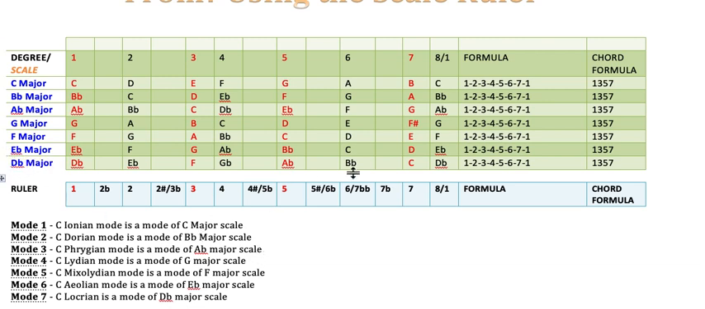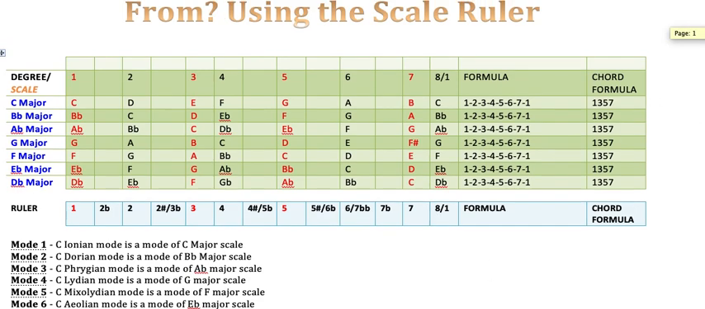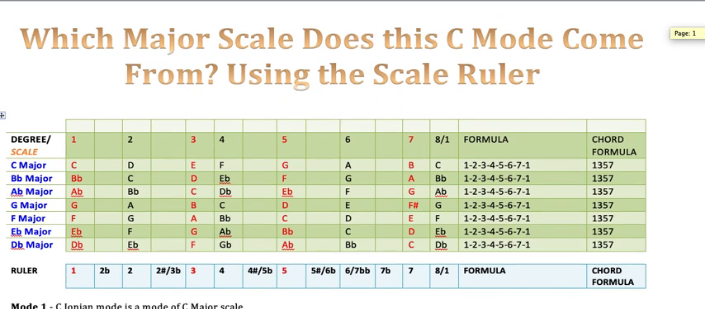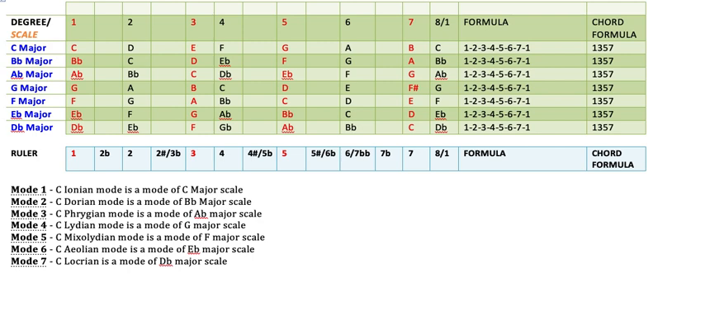Okay, this is the thing. So thank you very much. We have answered the question that we had initially: which major scale does this C mode come from? And we found that we have the answers here now. C Ionian mode is from this, and C Dorian mode is from B flat, and so on up to here.